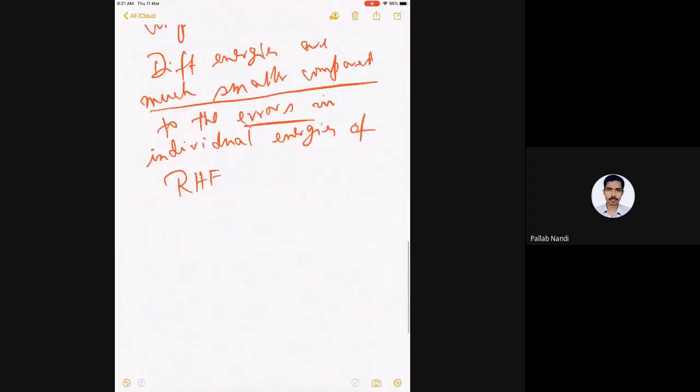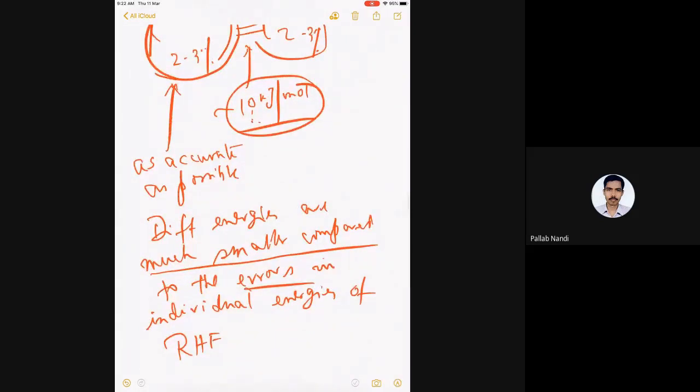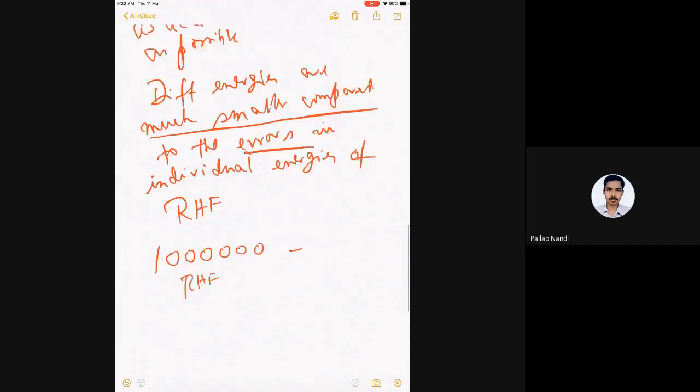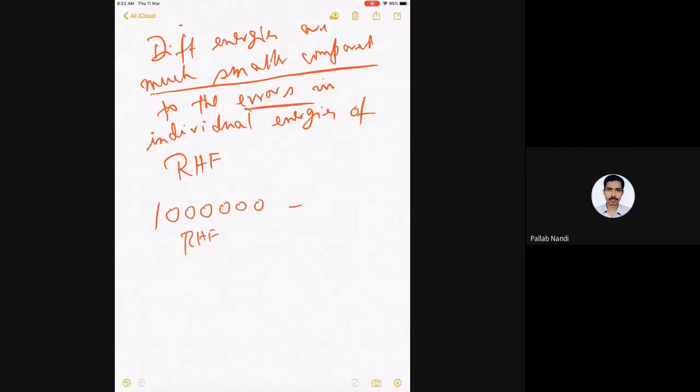So let's say I have 1 million kilojoules that I have got in Hartree-Fock. Another system which I'm subtracting, okay, this is the subtraction of the whole system minus the sum of the two, right? So let's say the whole system is 1 million, and in Hartree-Fock you predict the other system is almost the same.